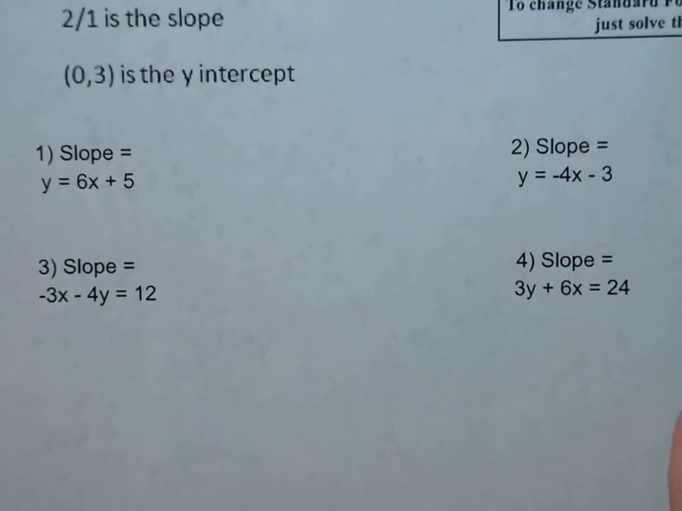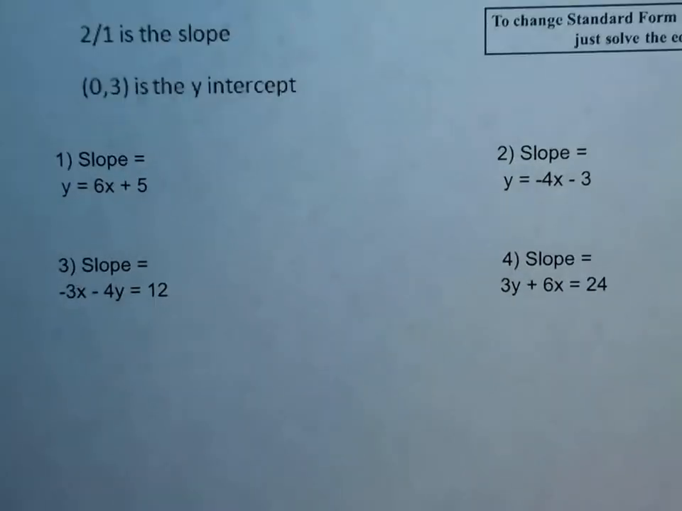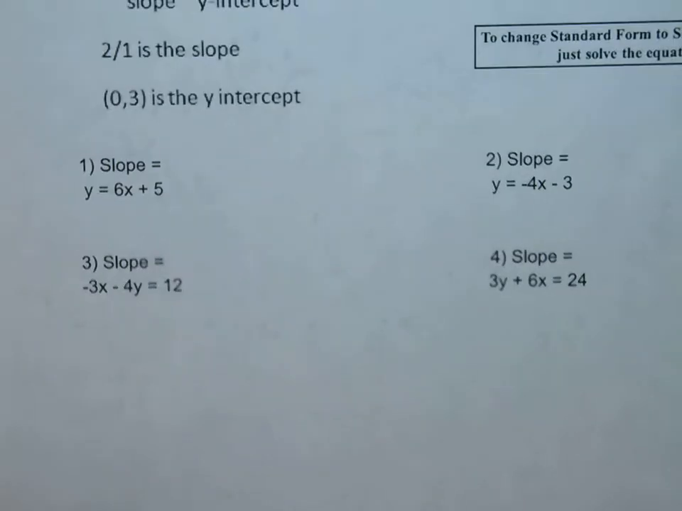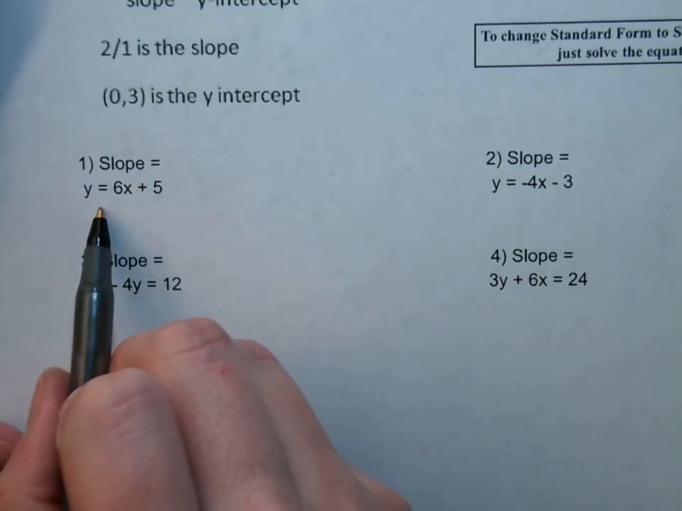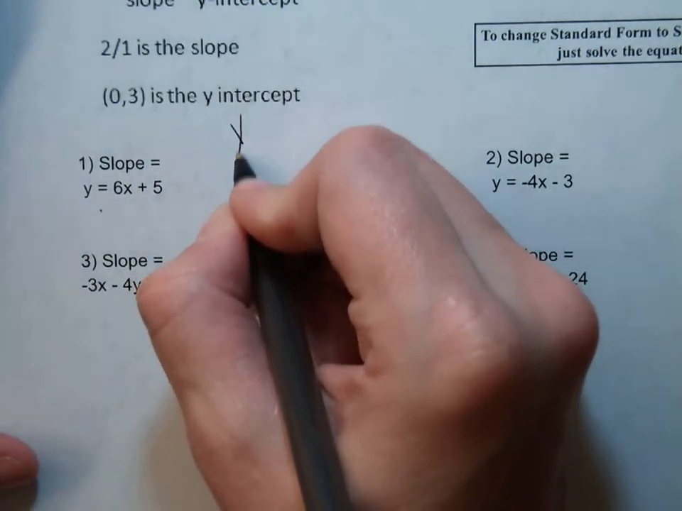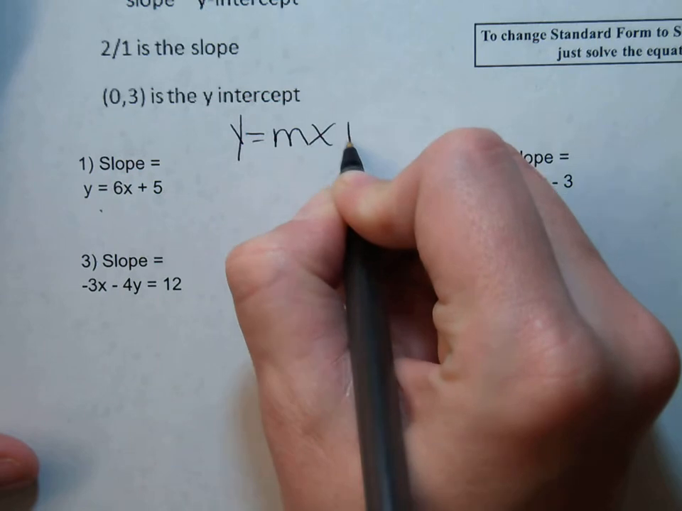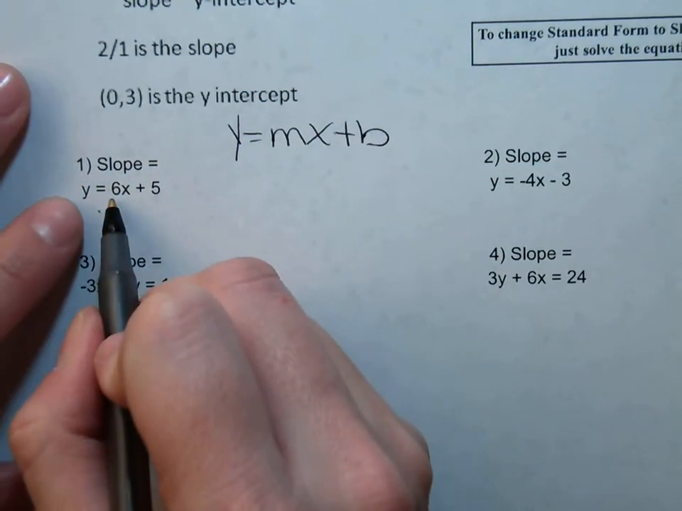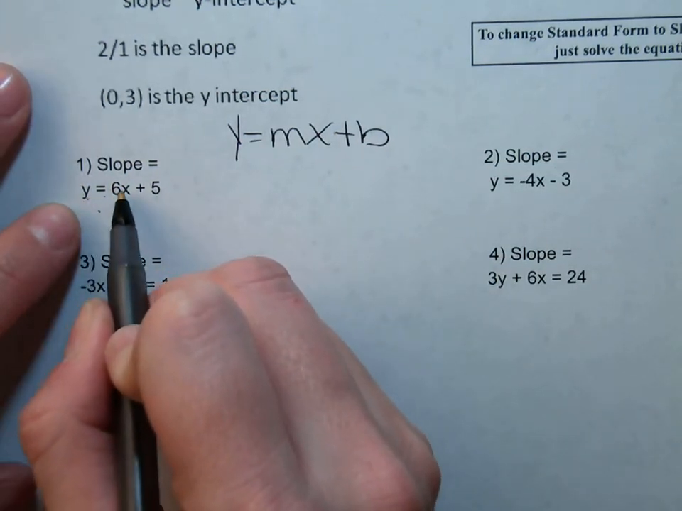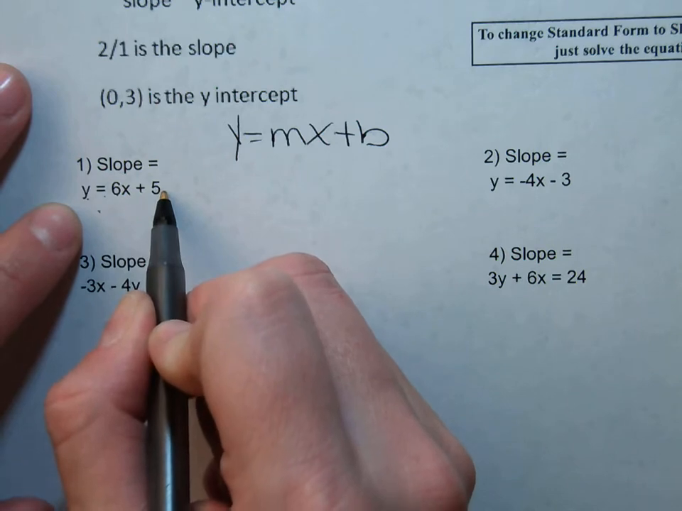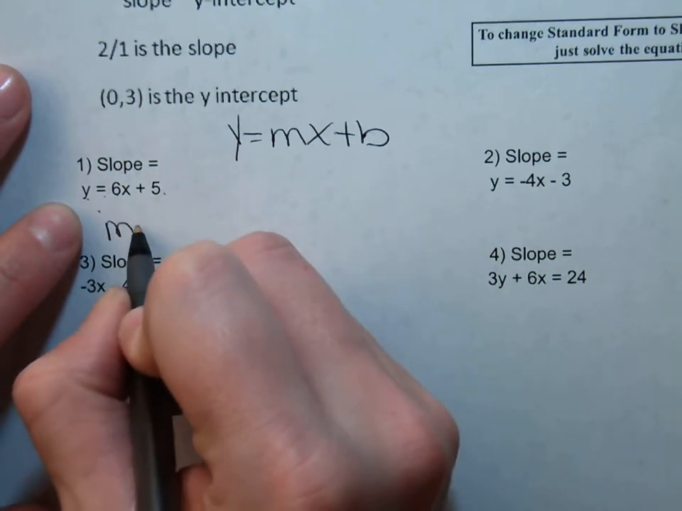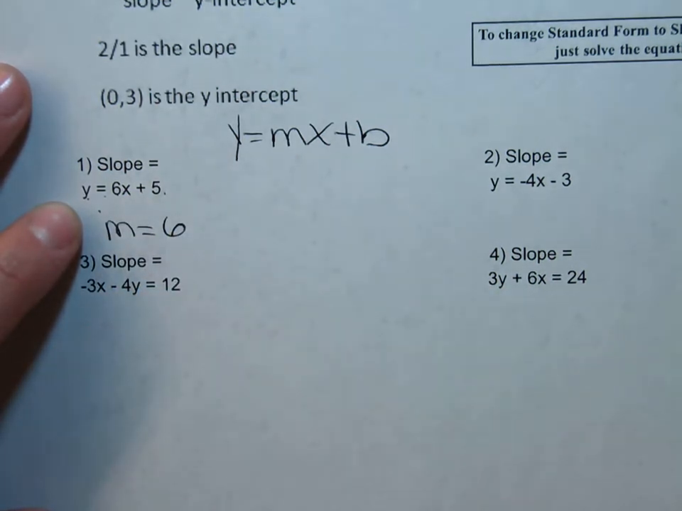And the last thing we need to be able to do for our quiz is finding the slope of an equation. And remember that we need to make sure the equation is in slope-intercept form first before we can determine the slope of the equation. My first example is in slope-intercept form, because remember, slope-intercept form is y equals mx plus b.